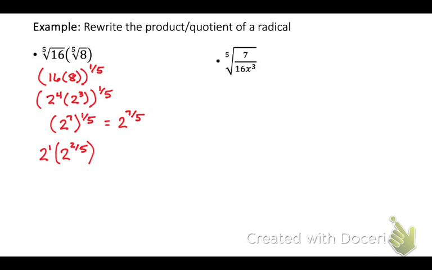7/5 is 1 and 2/5, correct? Sure, it is. So the 1 is the 1 here, and the 2/5 is the remainder. Okay, so now it's 2 times the 5th root of 2 squared, which is 4.